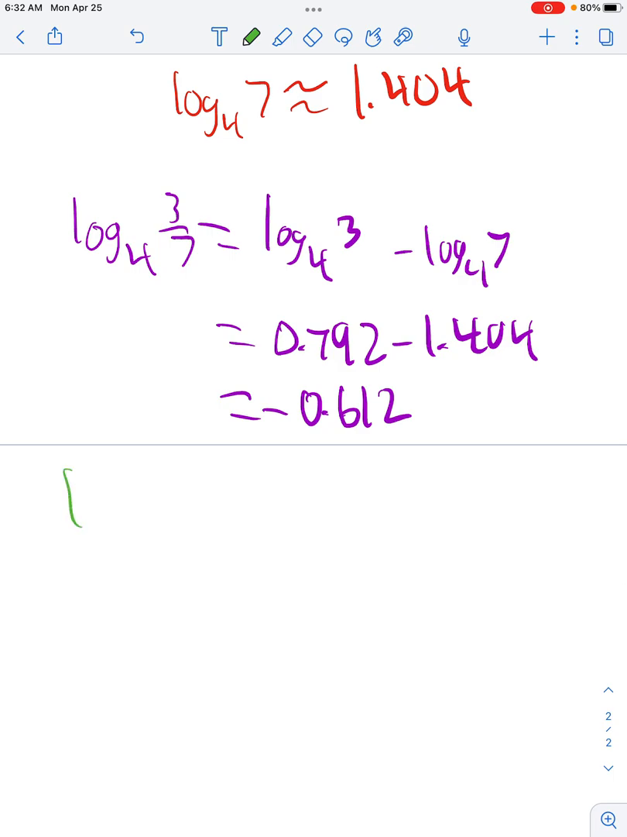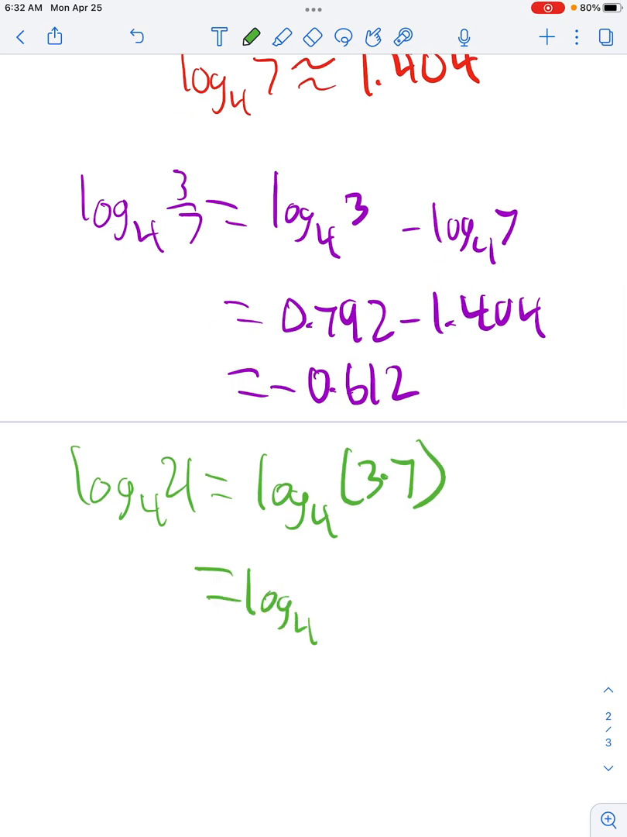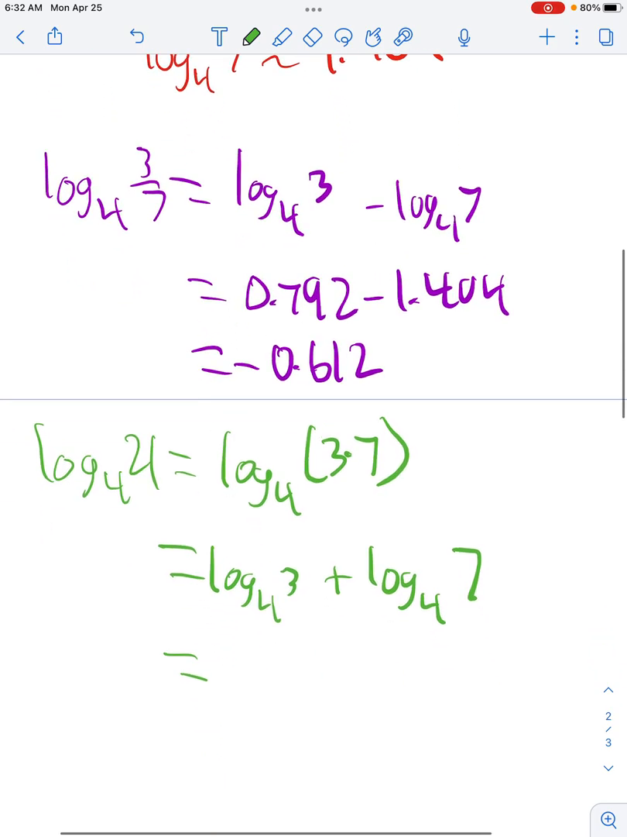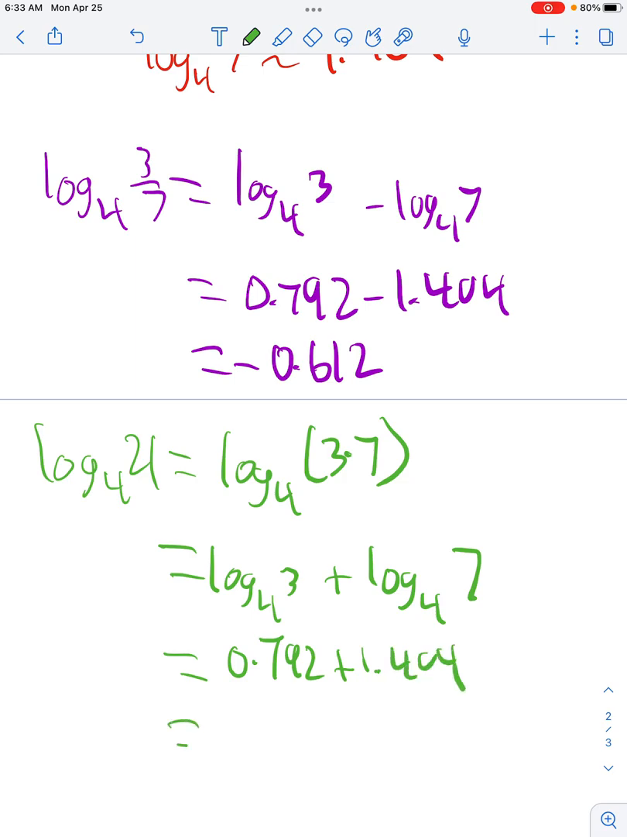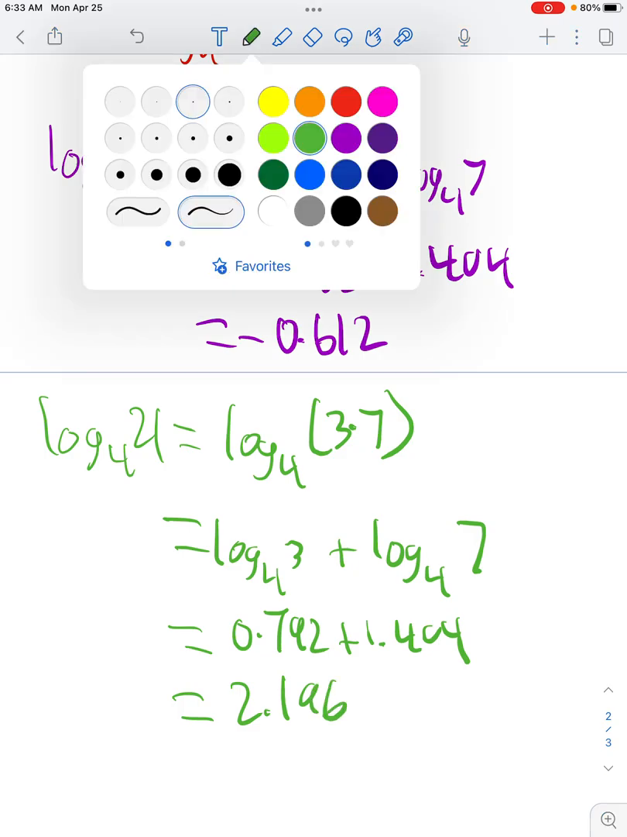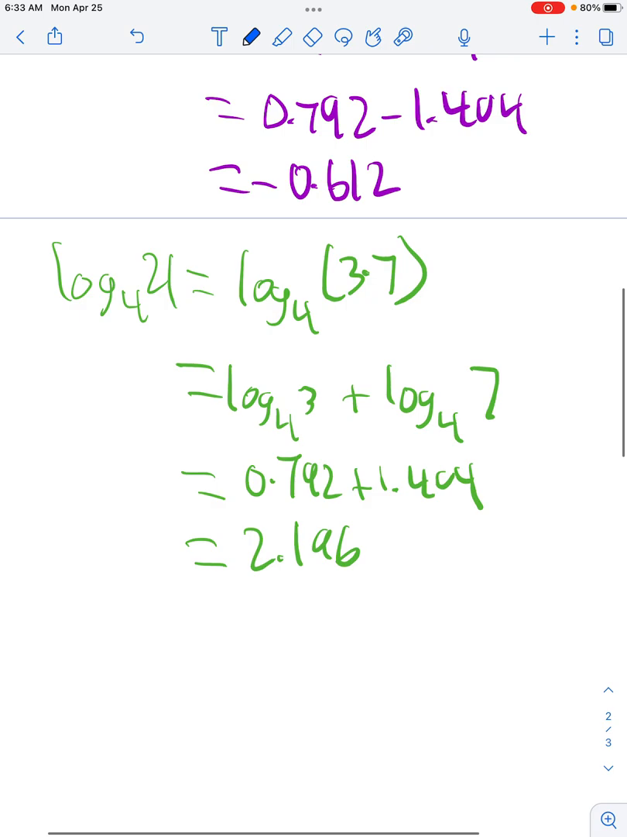We could take log base 4 of 21, and we could rewrite that as log base 4 of 3 times 7. So I could say I have log base 4 of 3 plus log base 4 of 7, which when I plug in my estimations, I get 0.792 plus 1.404, which is going to equal 2.196.